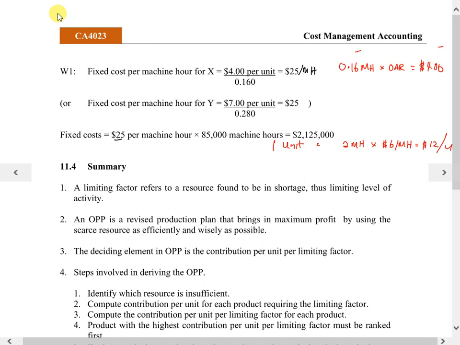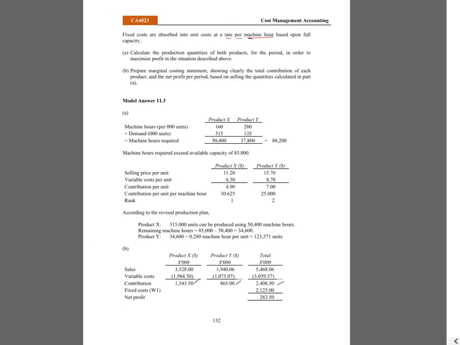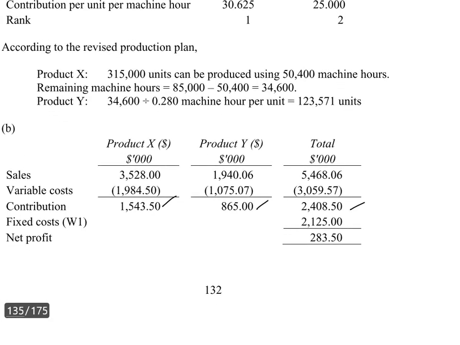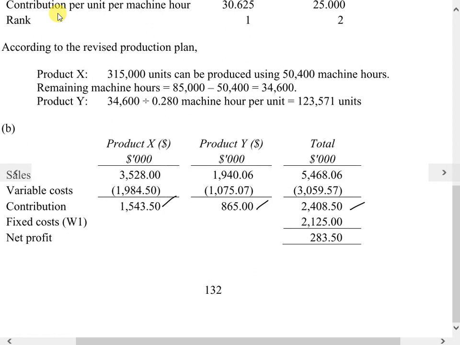If the question says OAR is absorbed based on $4 per unit, then every unit we produce we absorb $4. But this question is based on machine hours, so we have to calculate the OAR and then calculate the per unit. It's $25 per machine hour, and the total is 85, so the overhead is 2125. Then total contribution minus the fixed cost. So this is my profit.